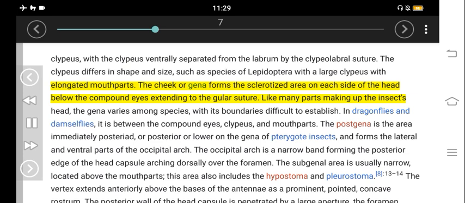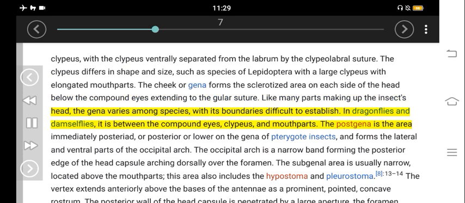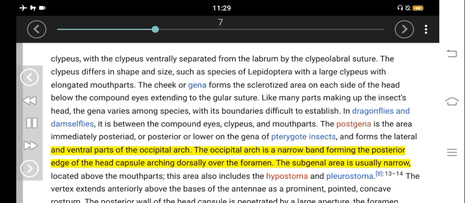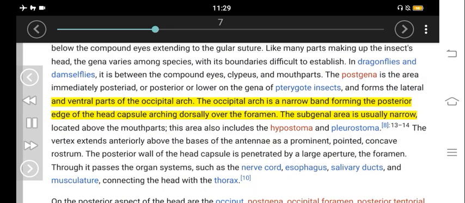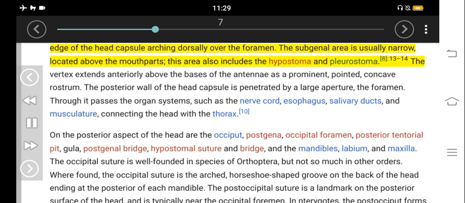Like many parts making up the insect's head, the gena varies among species, with its boundaries difficult to establish. In dragonflies and damselflies, it is between the compound eyes, clypeus, and mouthparts. The postgena is the area immediately posterior, or posterior or lower on the gena of pterygote insects, and forms the lateral and ventral parts of the occipital arch. The occipital arch is a narrow band forming the posterior edge of the head capsule arching dorsally over the foramen. The area is usually narrow, located above the mouthparts. This area also includes the hypostoma and pleurostoma.